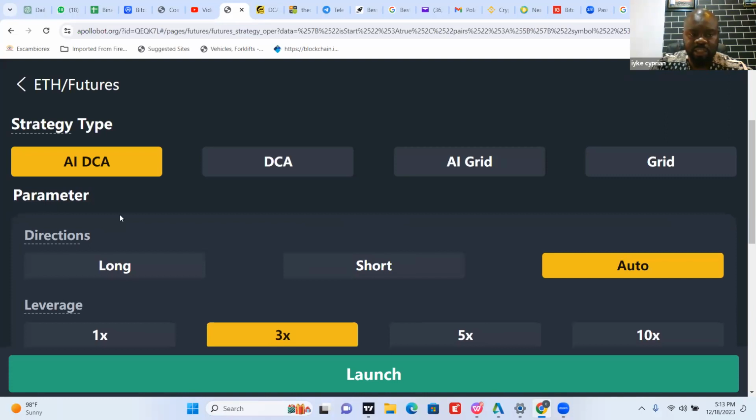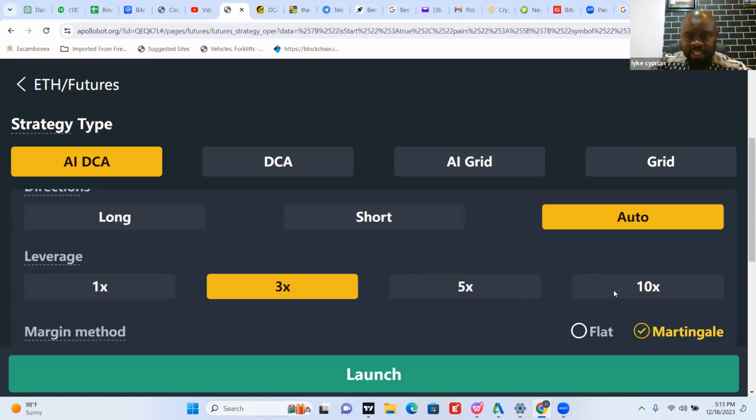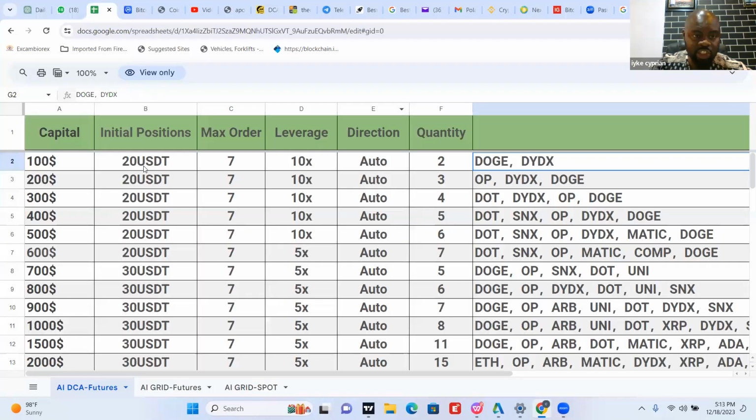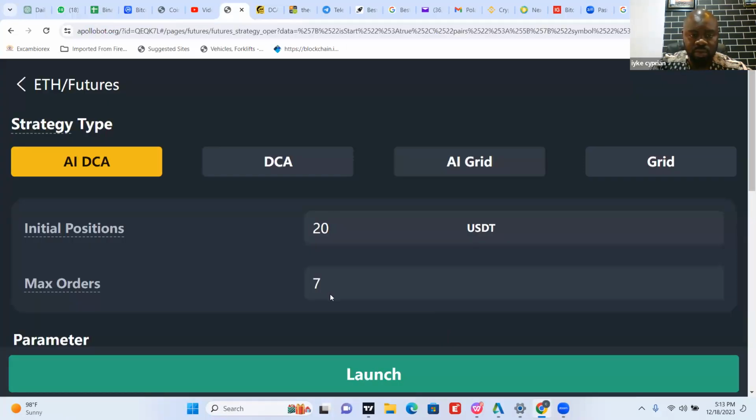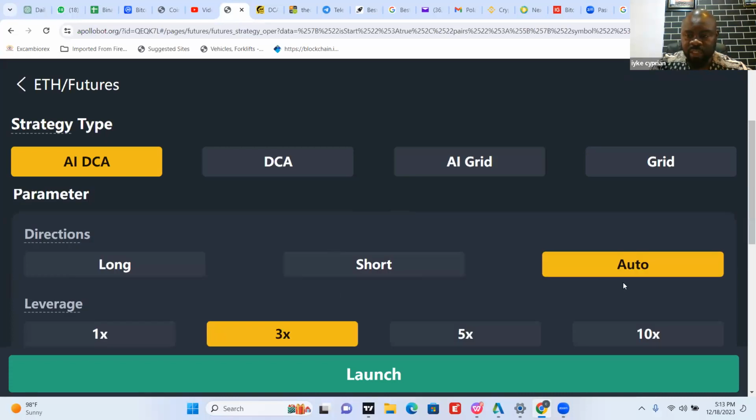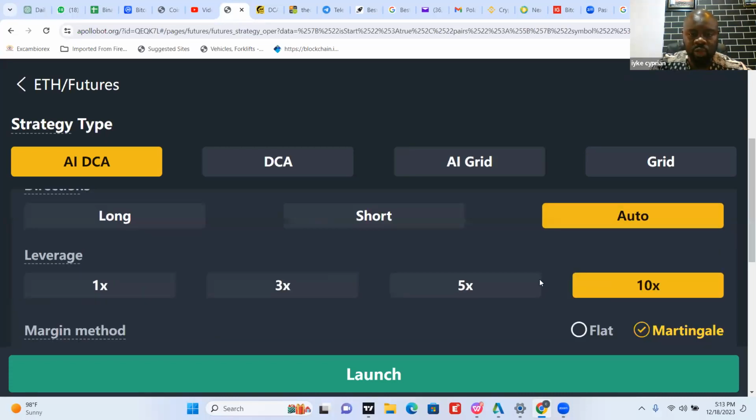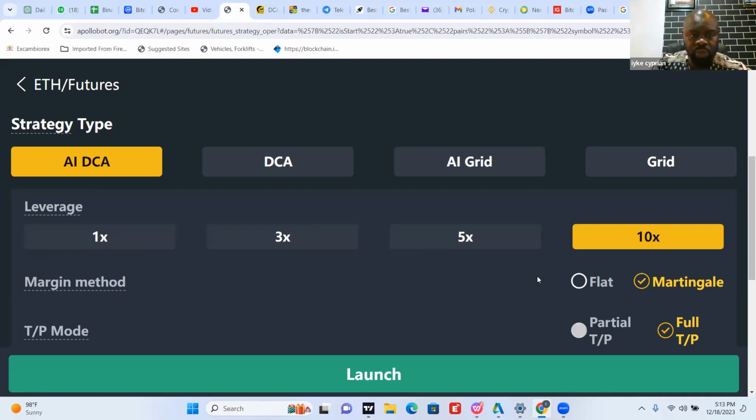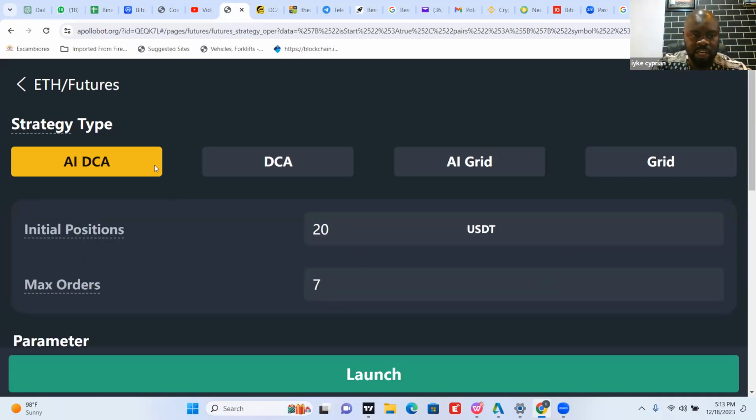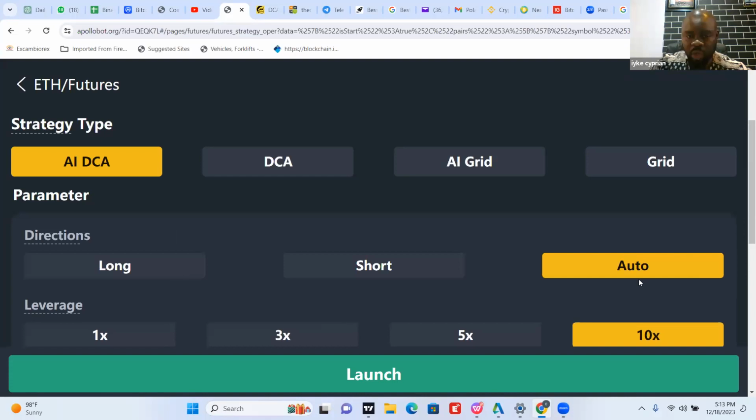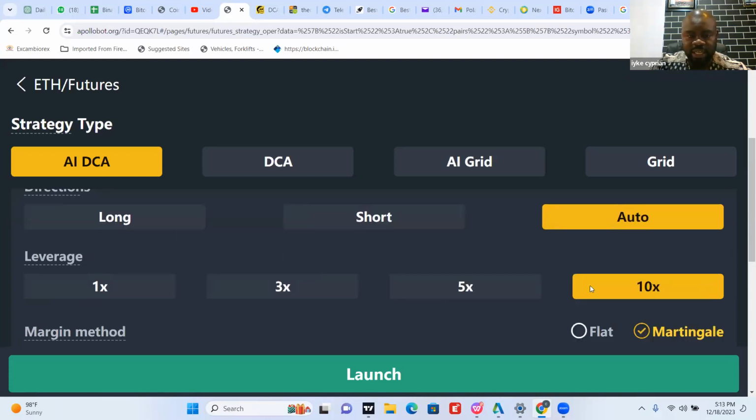Then the next is the parameters. The direction, of course, is automated, because it's AI, so you leave it that way. Then the leverage says 10x. You can quickly go back and check. You can see the leverage here is 10x. You pick 10x, and after that you are done. So this is all you need to do. This AIDCA, the direction is auto, leverage is 10x, and that's all.